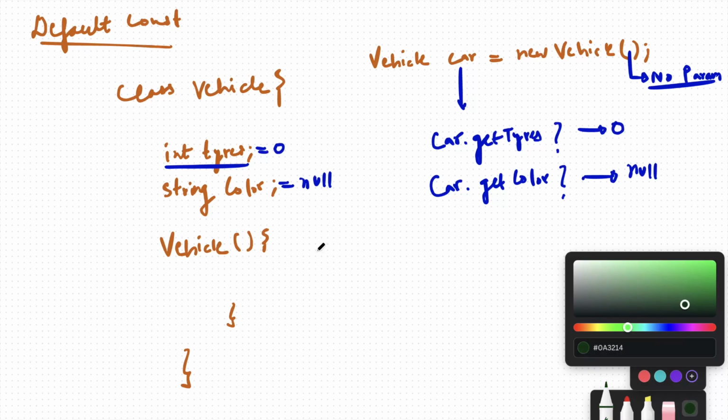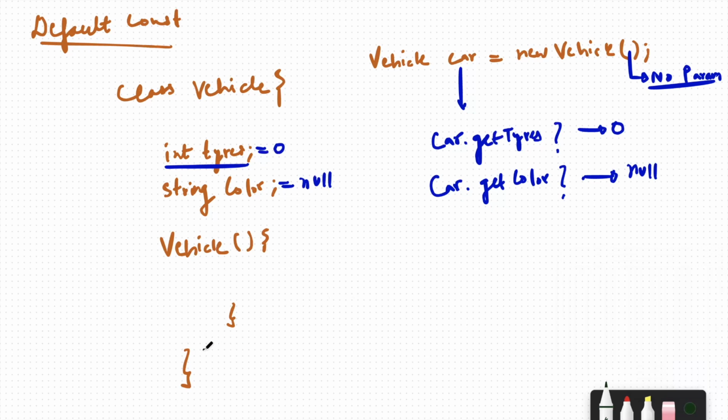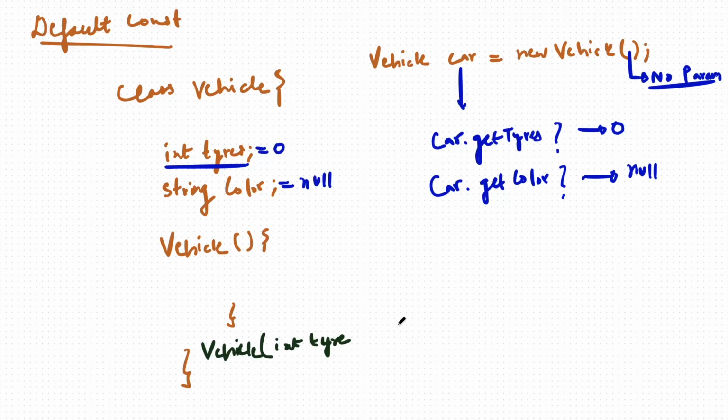I will probably define one more constructor, and the constructor will be vehicle, int tire, comma, string color. Now you see what I am doing.